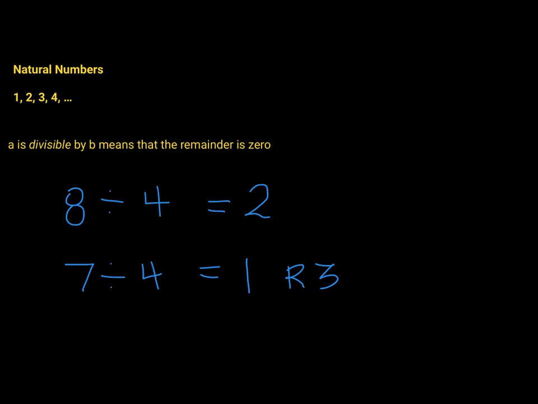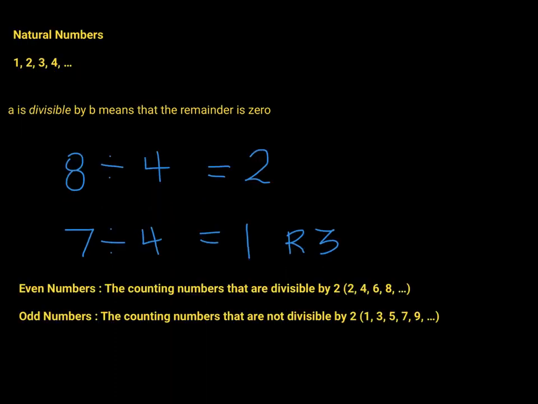What's important to remember is that the numbers that are divisible by 2 are called even numbers. So the even counting numbers are those numbers that are divisible by 2. And then the odd numbers are those counting numbers that are not divisible by 2, like 1, 3, 5, 7, 9, 11, 13, and so forth. These are the odd numbers. So it's just a little recap of what these mean.